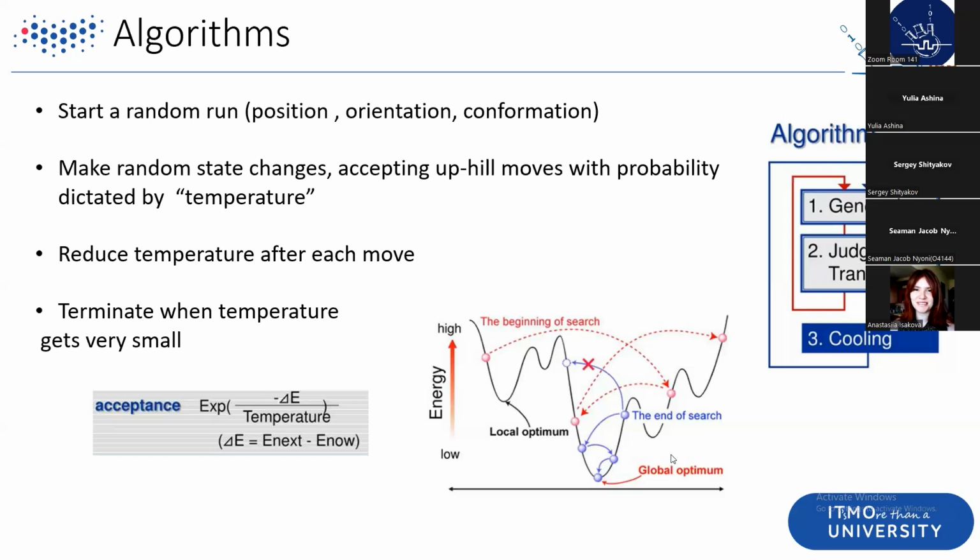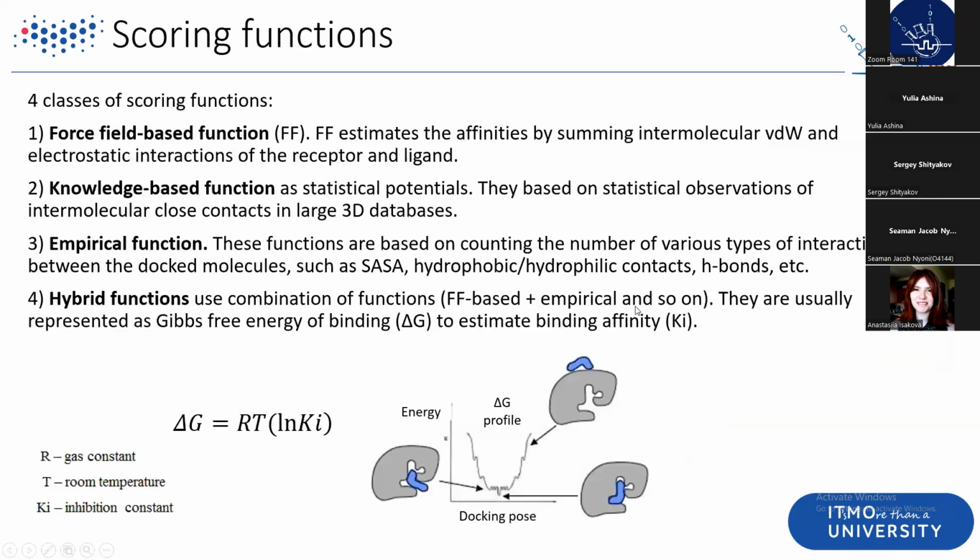So this was taken from the process in metallurgy, simulating it to come up with the global optimum of the system. This algorithm is also presented here in a more concise way. When you do the generation, judge the transition, and do the cooling, you of course have a temperature elevation, and you will have the global optimum of the system. That's it.